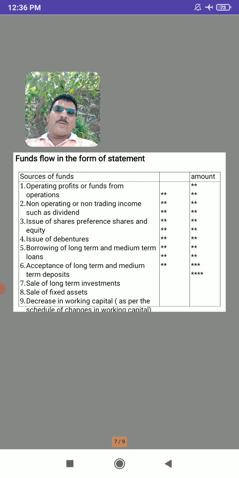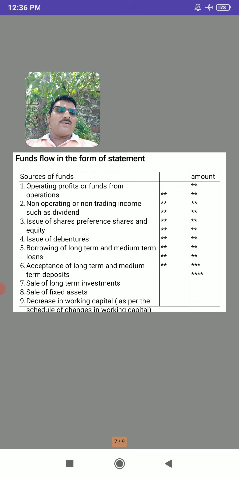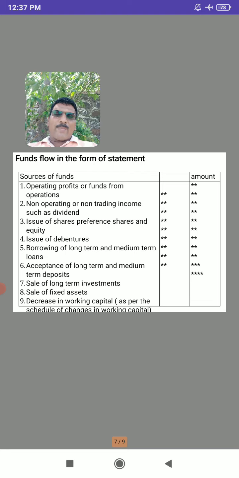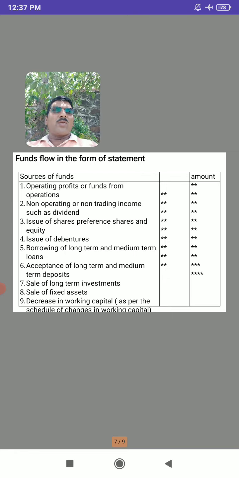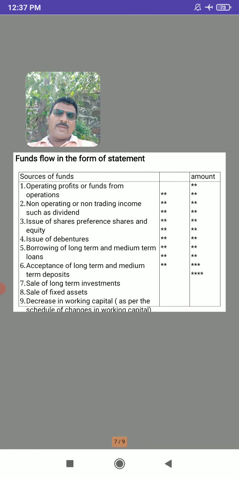Then issue of shares, preference shares, equity shares, etc. Whenever we issue shares or preference shares, automatically the funds will come, which means it is a source of funds. Issue of debentures: if debentures are issued, at that time it is called a source of funds. Borrowing long-term loans, acceptance of deposits, and sale of long-term investment. By selling the investment, automatically the funds will flow into the firm. Automatically it will be a source of funds.